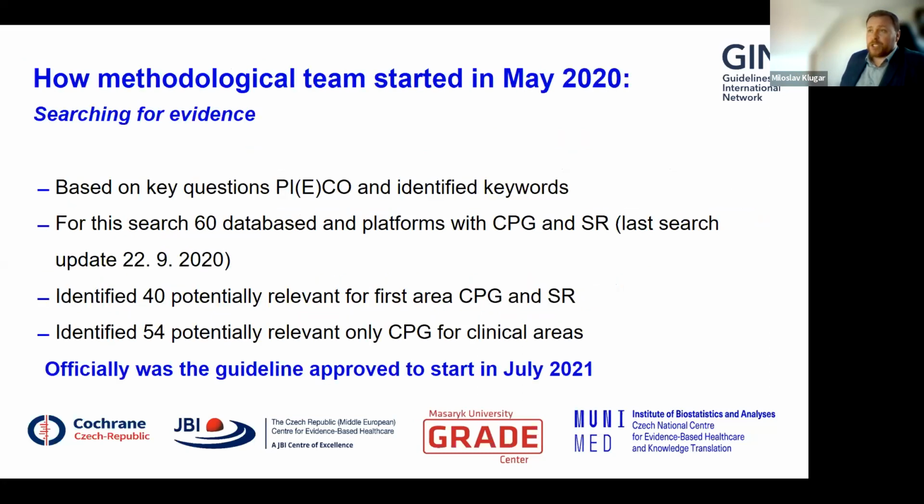So how our methodological team actually started, before the RecMap was set up and revealed its first results. Well, we ourselves were searching systematically the sites we usually do. For COVID-19, we identified about 60 relevant databases, and we started with this. However, as I informed, the national guideline truly started in July 2021, although we were ready much earlier.